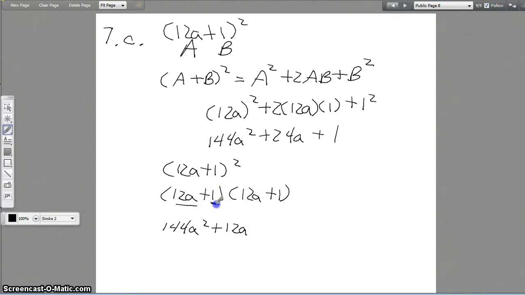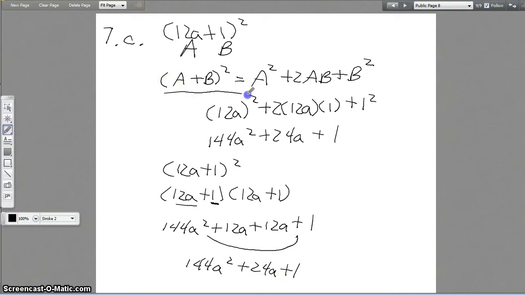Now we need to do our second term. 1 times 12a is also 12a. 1 times 1 is 1. You can see that these two terms combine together, and we end up with 144a squared plus 24a plus 1. So it works out the same.